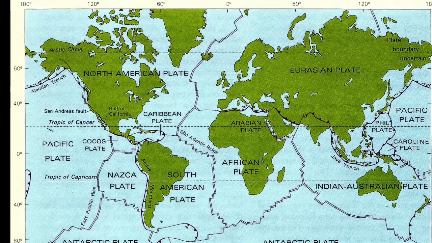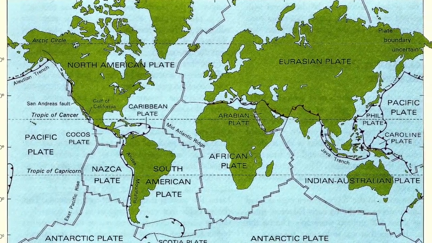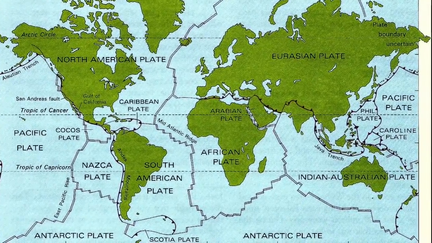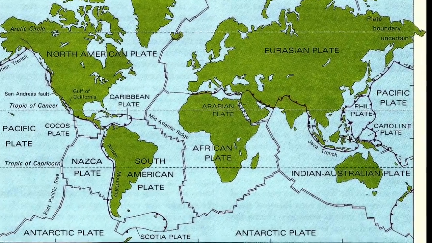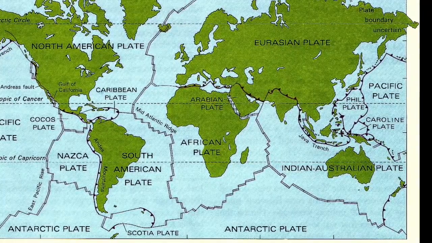In the theory of plate tectonics, the Earth's lithosphere is broken up into different pieces, which are called plates. The different plates move slowly relative to each other. In fact, plates move as fast as your fingernail grows, which is about 5 centimeters a year. They move because of convection currents in the mantle.